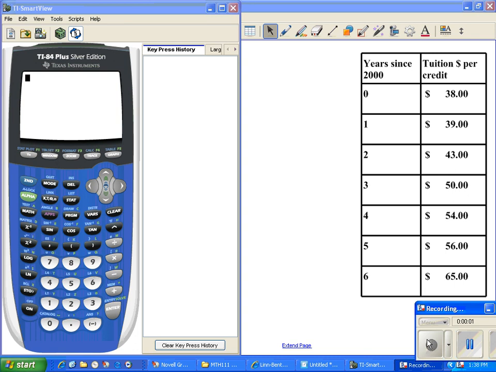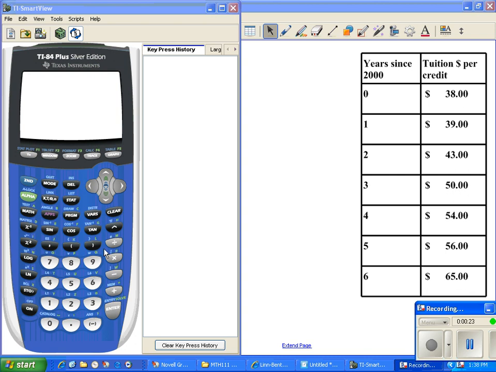Looking at how to use linear regression on our calculator. My data set's over here. What I've got is the years since the year 2000, so this is 2000, 2001, 2002, etc., up to 2006. And what I have here is the tuition at LBCC in dollars per credit over that period of time.